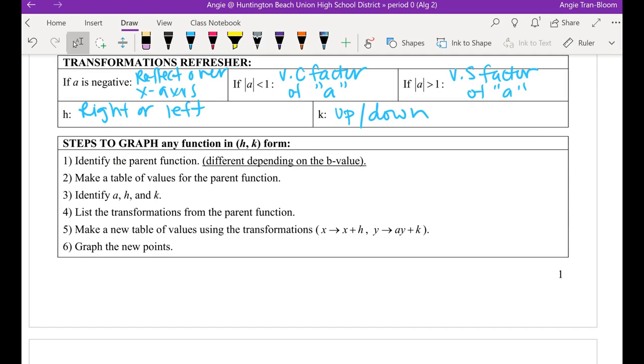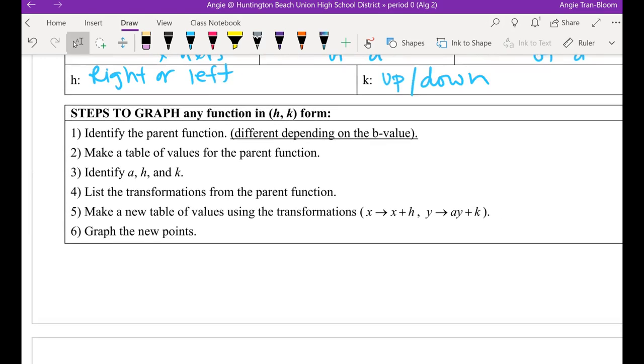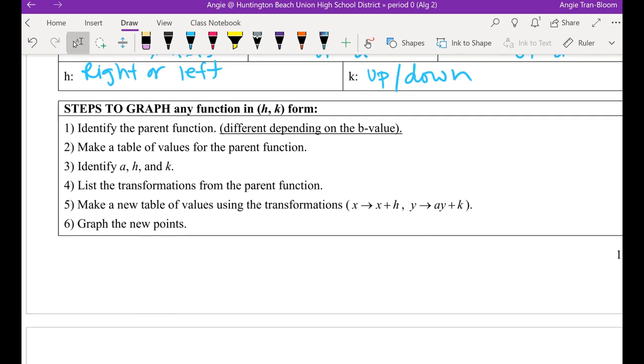Steps to graph any function in HK form. So step number 1. Alden, can you help me read number 1, please? Perfect, thank you. Number 2, Nicole? Make a table of values for the parent function. Perfect. Number 3, Griffin? Identify a, h, and k. Perfect. Number 4, can you help me read this one, Haley? What's the transformation from the parent function? Thank you. Number 5, can you help me read this one, Jennifer?